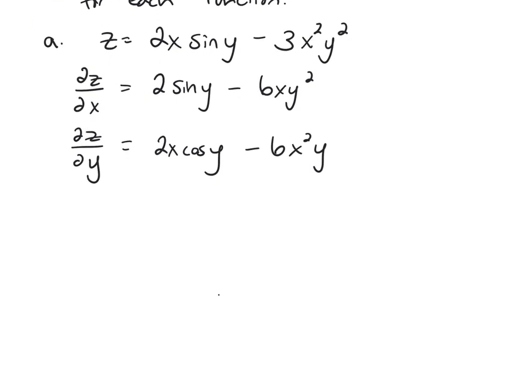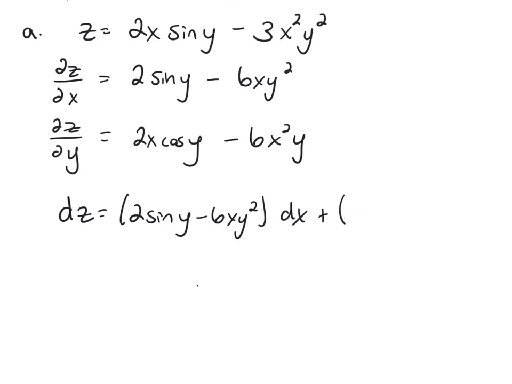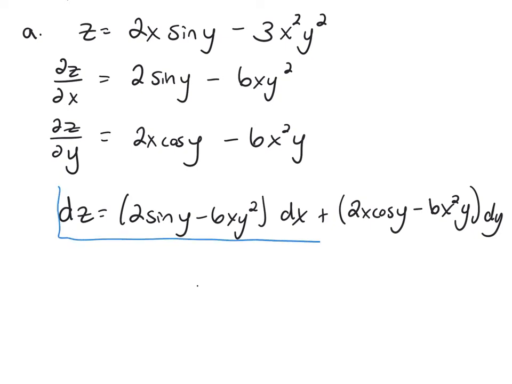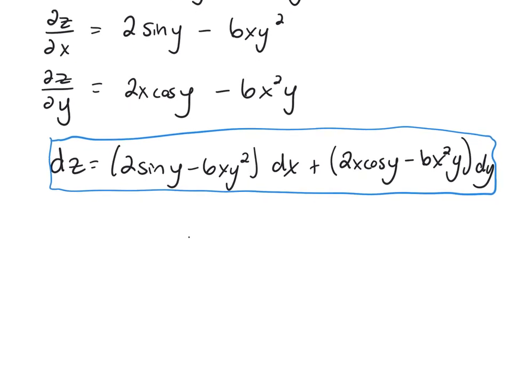And now our total differential dz, it's that partial derivative with respect to x, 2 sine y minus 6xy squared dx plus my partial derivative with respect to y, it was 2x cosine y minus 6x squared y dy. And there is my total differential right there. Let's look at one more.